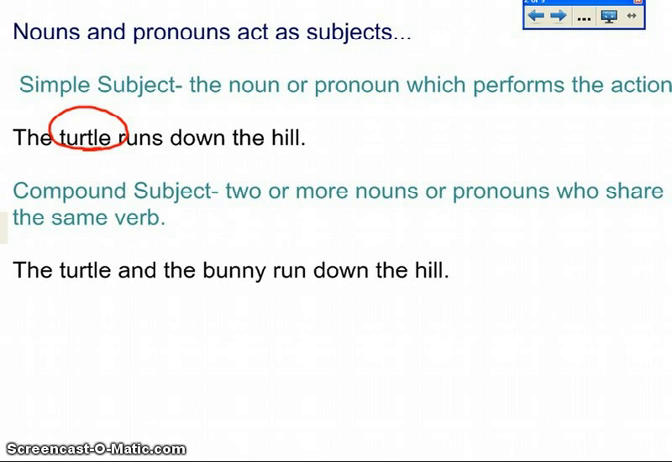There's also a compound subject, and a compound subject is when we have two or more nouns that share the same verb. So if we look at the sentence, the turtle and the bunny run down the hill, run is still our verb, but we have two different animals running. The first would be the turtle, and the second would be the bunny. So that's the first part, okay? Simple subjects, compound subjects. Nouns can always act as subjects. Let's move on.